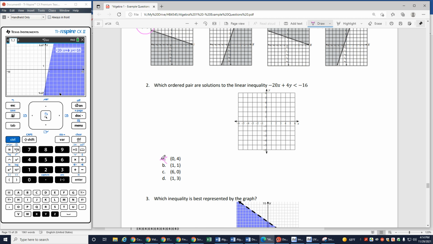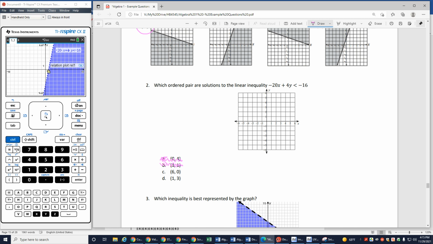Switch to my pen instead of my mouse. Okay, 1, 1. If you look, that's right on the graph. But remember, we have a dotted graph. So because we're a dotted line, we have to be less than that line. We can't be equal to that line.